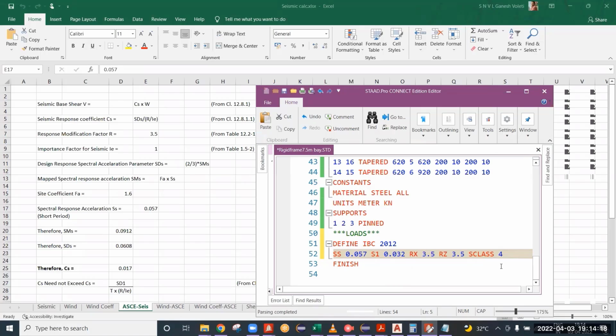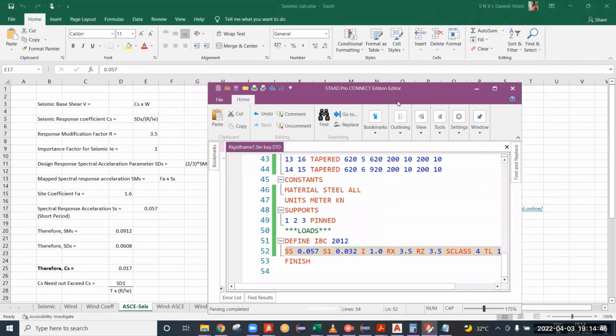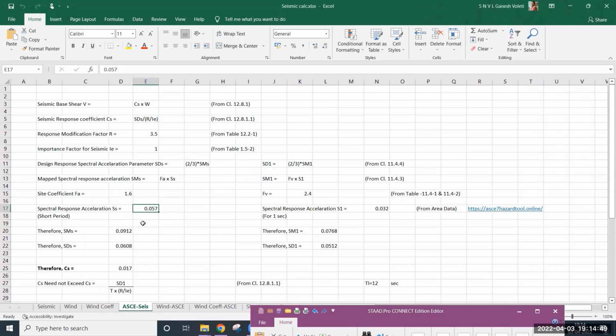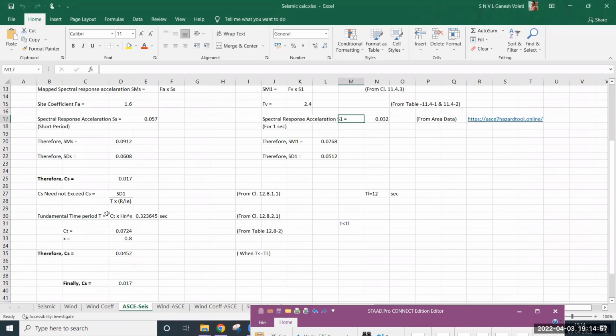And then the last one remaining, TL, long time period, 12 seconds. I missed one more thing: importance factor. SS, S1, I. What is the importance factor value? I is 1.0. Don't confuse all these things; we have seen all of them in our example in the seismic calculation session: I, R, SS, S1.